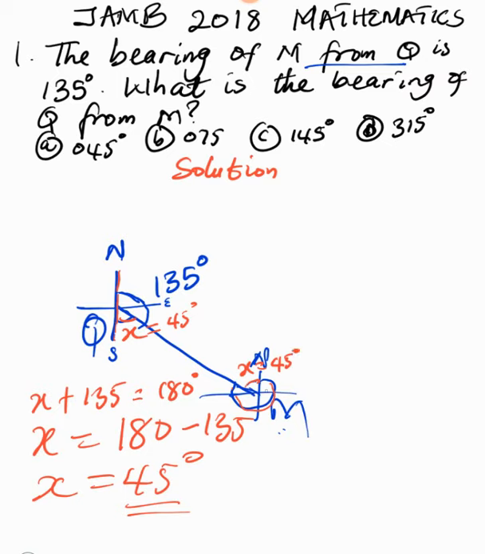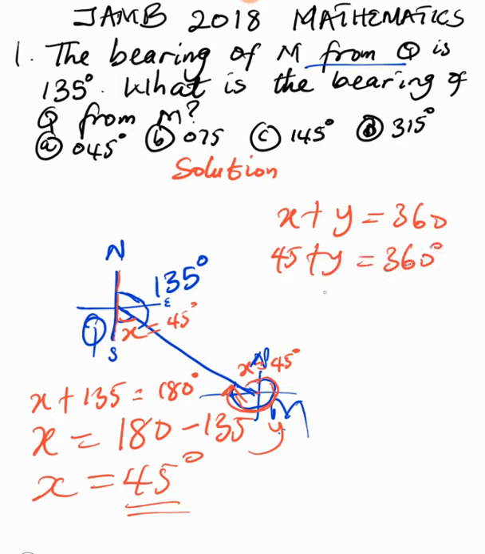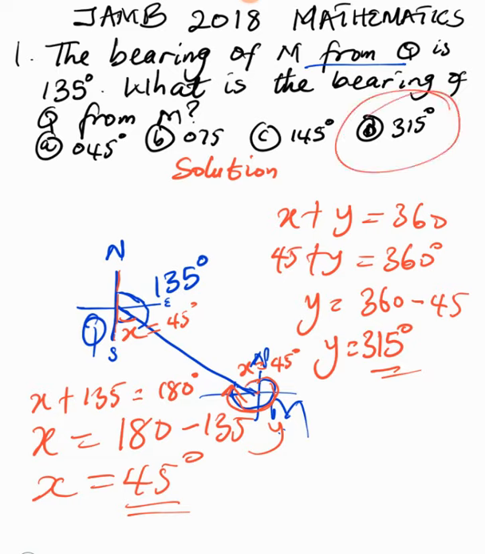And since a complete rotation will be 360, the bearing, this very angle, which we can name, let's say, Y, will be calculated by saying X plus Y equal to 360, because a complete rotation is 360, angle at a point, in other words. So we have our X to be 45 plus Y equal to 360 degrees. So Y will be equal to 360 degrees minus 45, and this will be equal to 315. So 315 degrees is the bearing of Q from M, and option D satisfies this result.